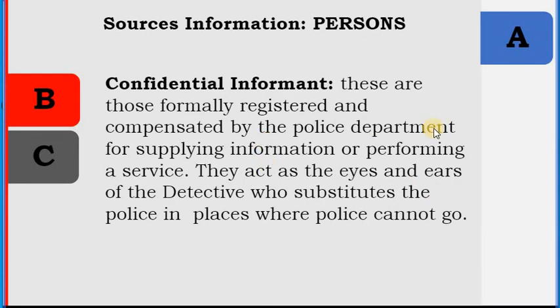Next. Meron din tayong tinatawag na confidential informant. Yung mga ayaw magpakilala. For example, si Jerry Carcilla, ayaw niyang, syempre, baka balikan siya ni Lacson eh. Diba? So, meron tayong confidential informant. These are those formally registered and compensated by police department for supplying information or performing a service. They act as the eyes and ears for the detective who substitute the police in places where police cannot go. So, ito yung mga asset nila. Yan yung mga confidential informant. Again, yan yung mga asset.